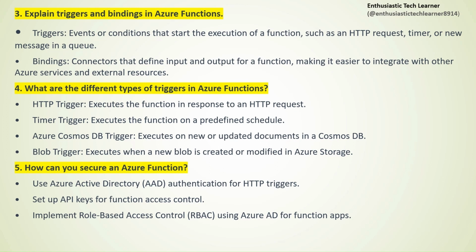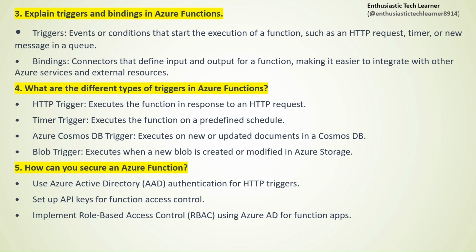What are the different types of triggers in Azure Functions? HTTP trigger executes the function in response to an HTTP request. Timer trigger executes the function on a predefined schedule. Azure Cosmos DB trigger executes on new or updated documents in a Cosmos DB. Blob trigger executes when a new blob is created or modified in Azure storage.